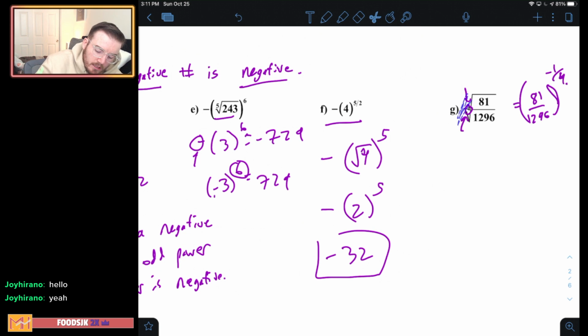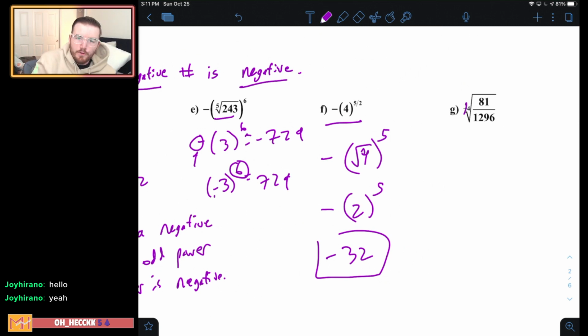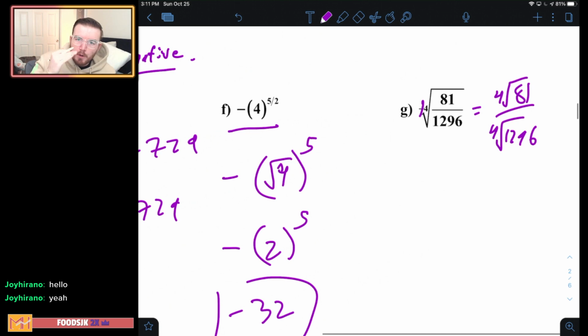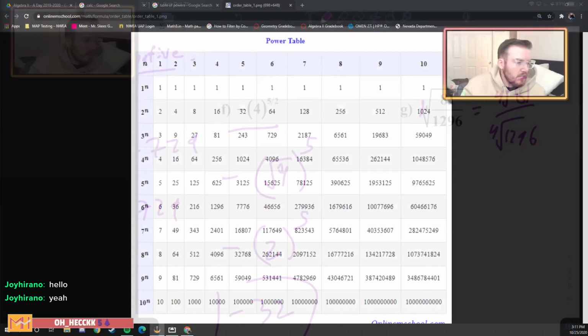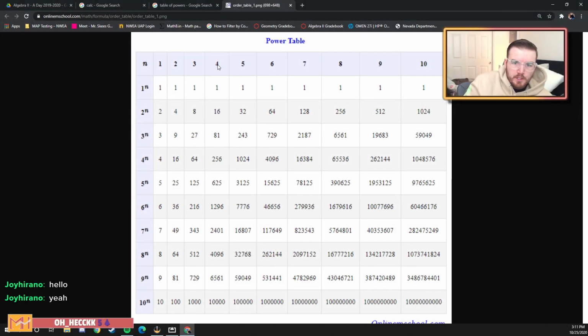So let's pretend that that's not a negative for just a hot sec, and just do the 4th root of 81 over 1296. You can split that up to look like this if you want. Okay, you're able to split up. You don't have to do it all at once per se, right? You can think of them as two separate problems if you'd like. So the 4th root of 81 is 3.